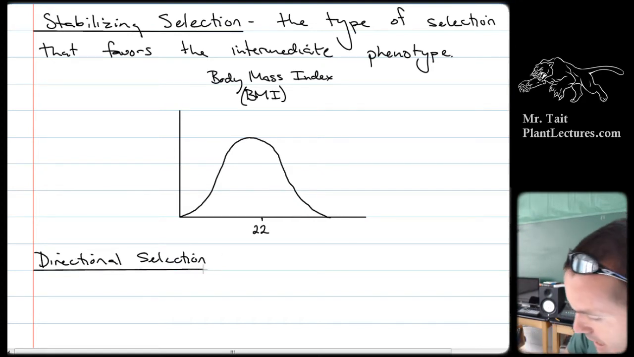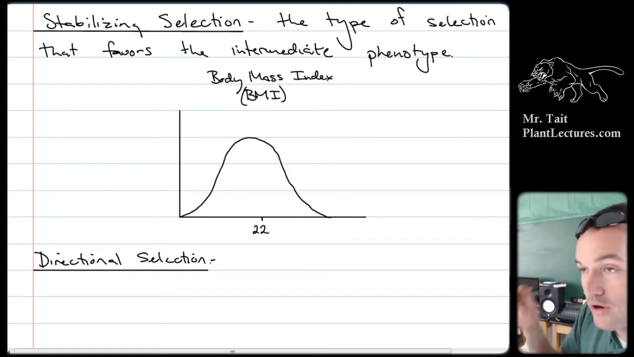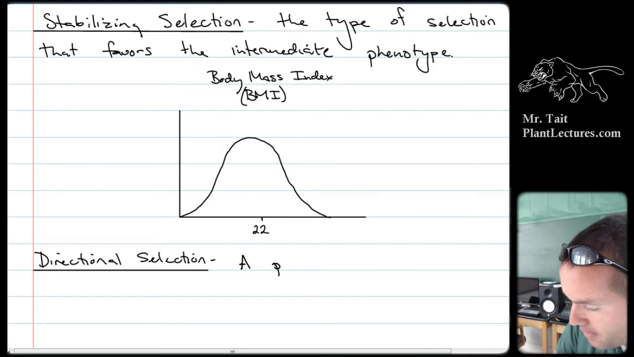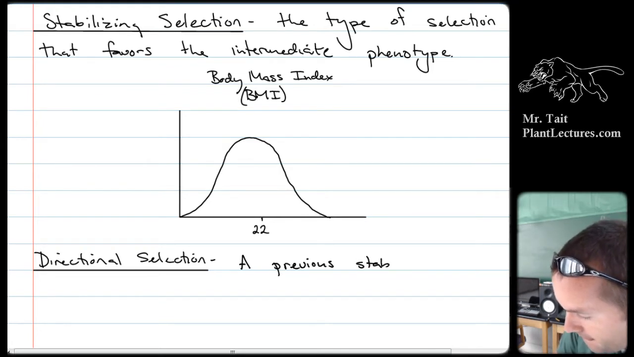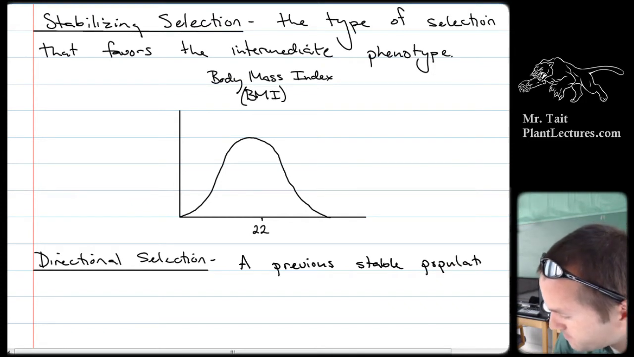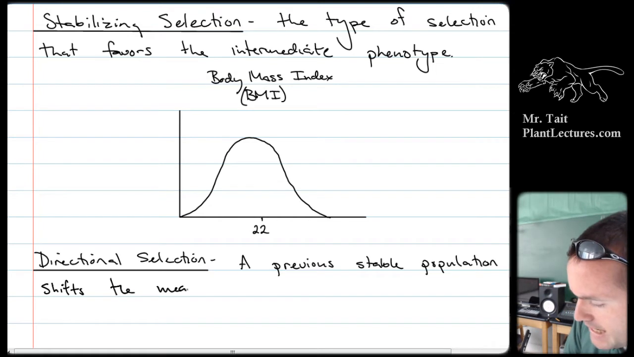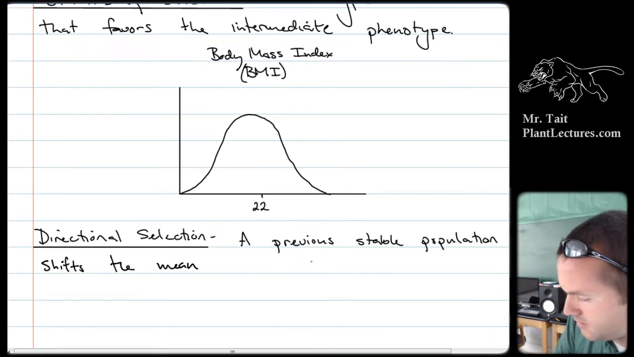So, directional selection. And that is a selection where the intermediate is still favored, right? So we're talking about something that was previously stable. Previously stable population. Shifts the mean towards one of the extremes.